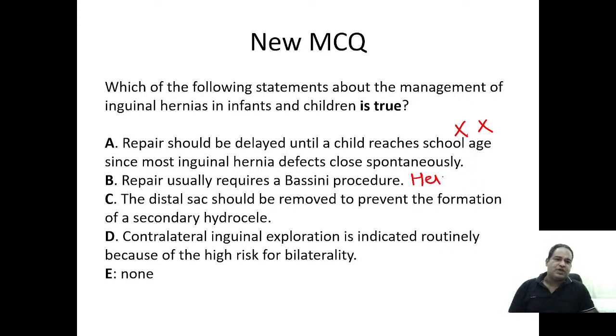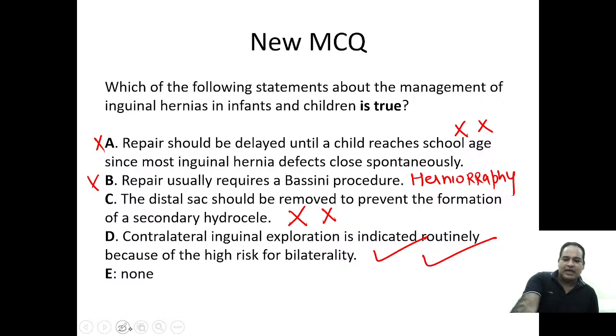Bassini procedure is a type of herniorrhaphy. It is done in adults. So this is also wrong. Distal sac should be removed to prevent. Distal sac is not even touched. Fine. Contralateral, this is the answer.